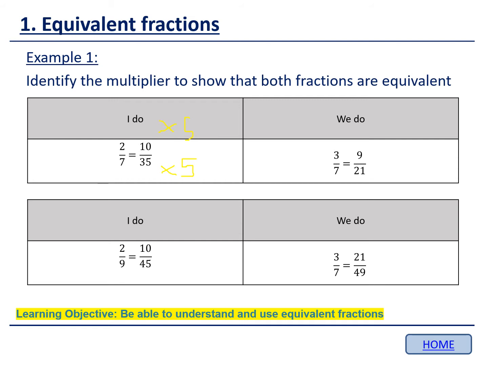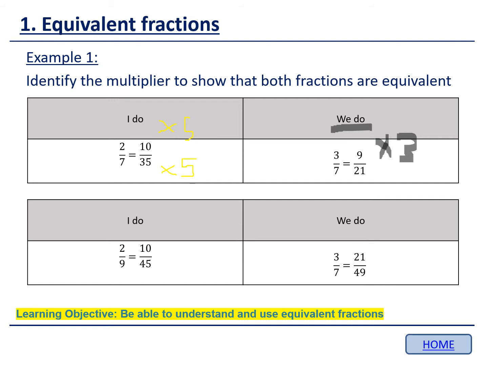Okay, now it's your turn on the we do. Can you find a multiplier which shows that these are equivalent fractions? Give it a go. So this is a relatively easier one to do, again for good practice. How many 3's go into 9? Well, that's going to be 3. And then just check the denominator as well. How many 7's in 21? That's 3. Perfect.